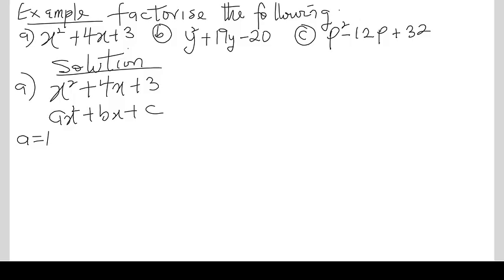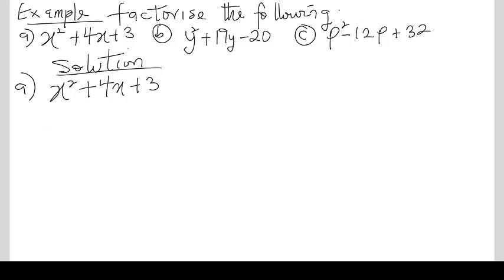The coefficient of x in the expression given is 4, while in the general form it is b, so we can say b equal to 4, while your constant c equal to 3. But that's not the bone of contention. I'm just trying to let you understand how you can get your a, b, and c respectively. Now let's quickly look into the steps for solving this.